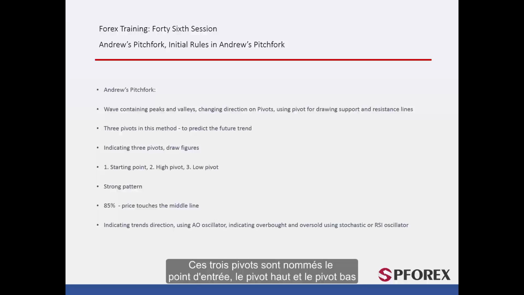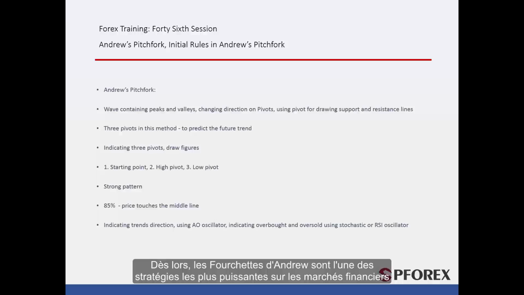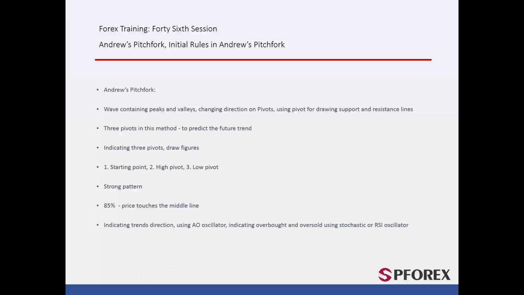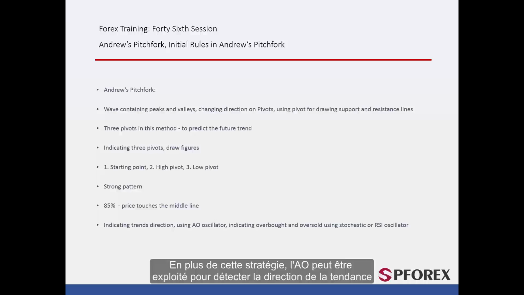These three pivots are called entry point, high pivot, and low pivot. Like the Fibonacci sequence, Andrew's pitchfork is derived from the universal order and system. Hence, Andrew's pitchfork is one of the most powerful financial market strategies. The first principle of this strategy defines that in 85% of cases, the market price will return to the second line and touch it. In addition to this strategy, AO can be exploited to detect trend direction, and RSI or stochastic can be used to specify the saturation regions.